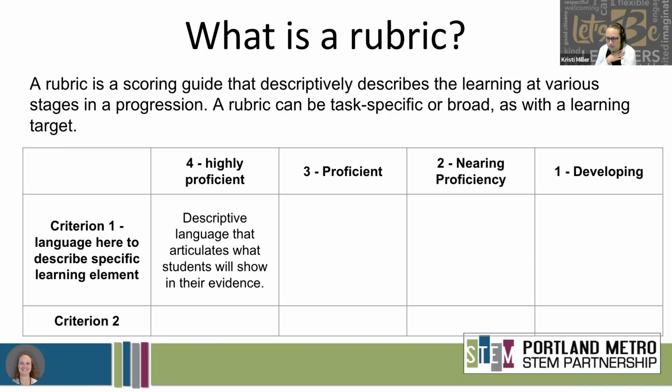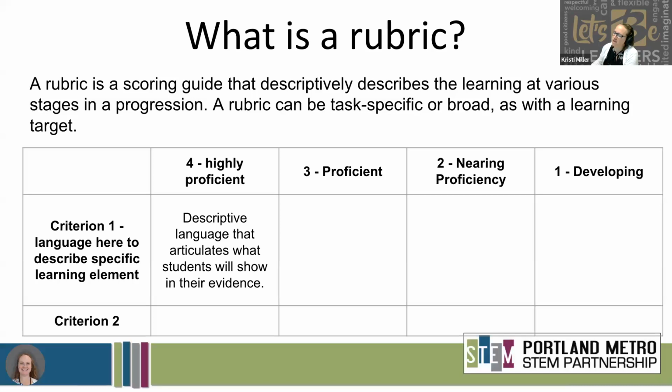So in my district, we're on a 1 through 4 scale. So you'll see the rubric here is 1 through 4, but different districts have different scales. Some are 1 through 5, some are 1 through 8. It just depends on what your district has decided. And so because we're on a 1 through 4 scale, our 4 is highly proficient, 3 is proficient, 2 is nearing, and 1 is developing.